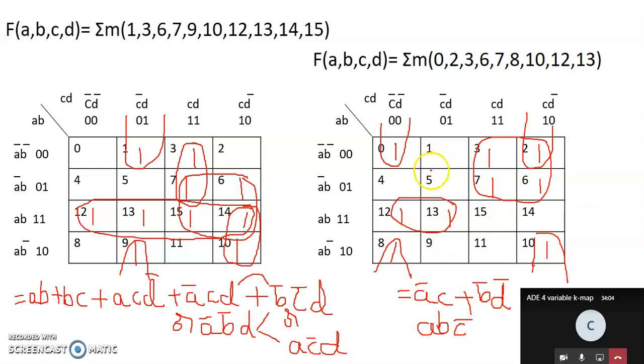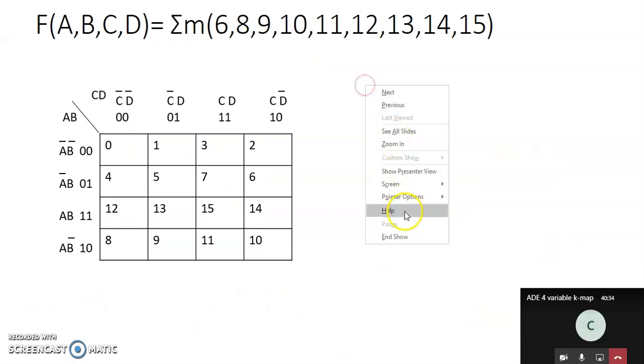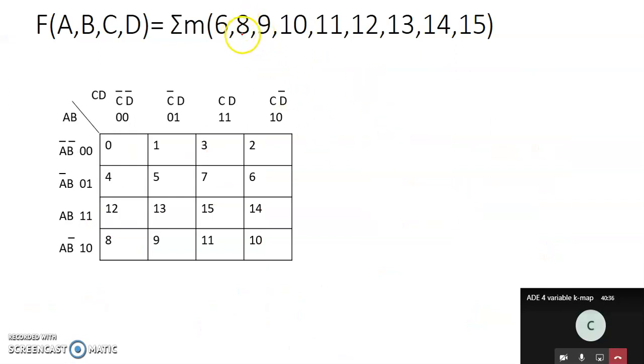This is the solution for this problem. Is there any doubt? In this question, the values given are 6, 8, 9, 10, 11, 12, 13, 14, 15. In these locations, it is 1. So far what we have done is grouping of 2, grouping of 3, sorry, 4, like that. Even isolated ones we have done.